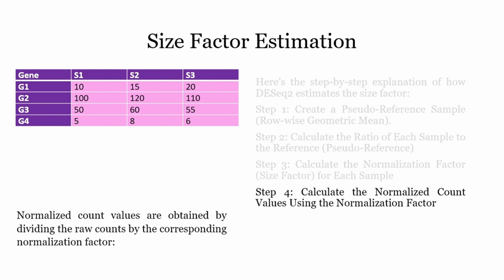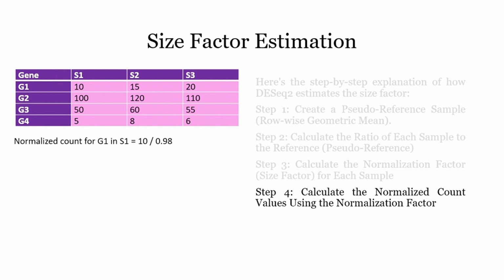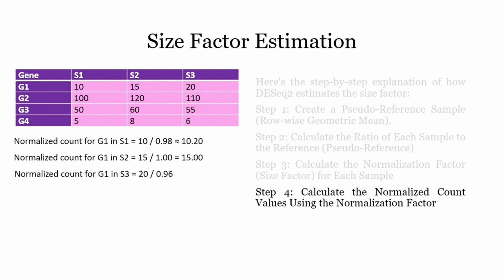Step 4, we calculate the normalized count values using the normalization factor. Normalized count values are obtained by dividing the raw counts by the corresponding normalization factor. Normalized count for gene 1 in S1 is 10 over 0.98, which gives 10.20. And the normalized count for gene 1 in S2 is 15 over 1, which is 15. And the normalized count for gene 1 in S3 is 20 over 0.96, which gives 20.83. Repeat the same calculation for all genes and samples.